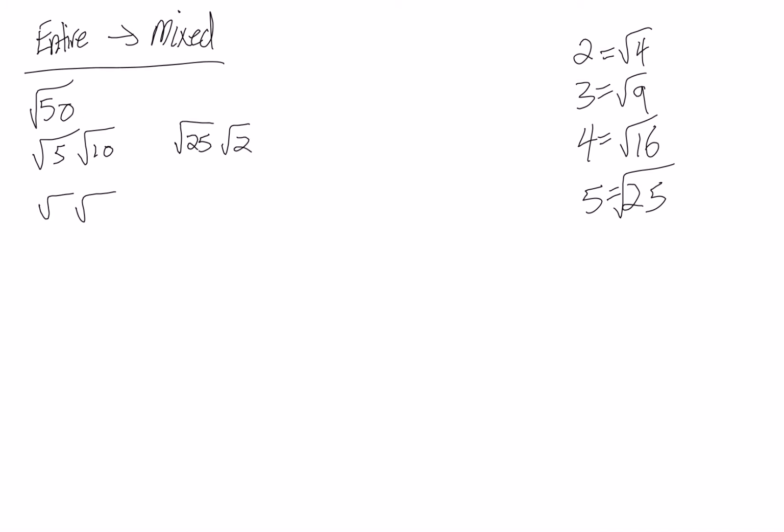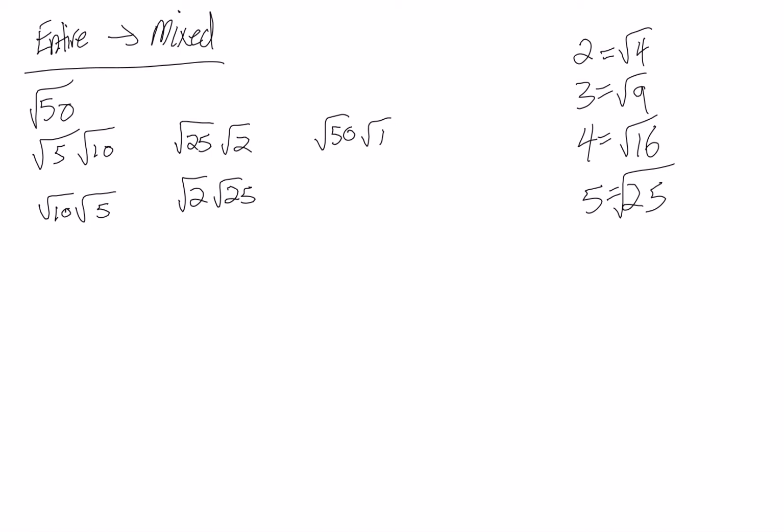We could write them the other way around. We could go 10 and 5, or we could go 2 and 25. We could go 50 and 1. We could go 4, doesn't work. I think that's it. I don't think there's any other factors.